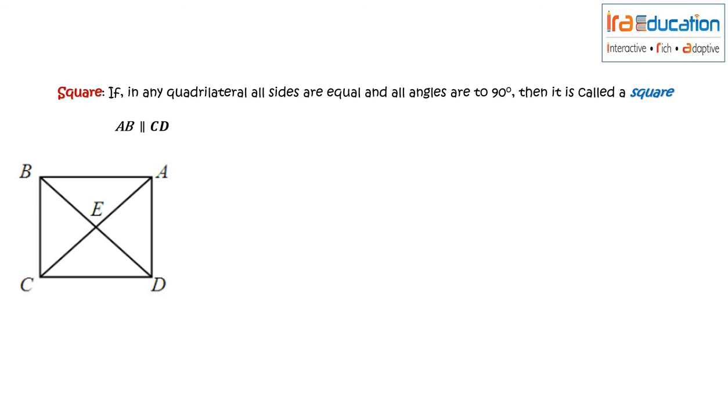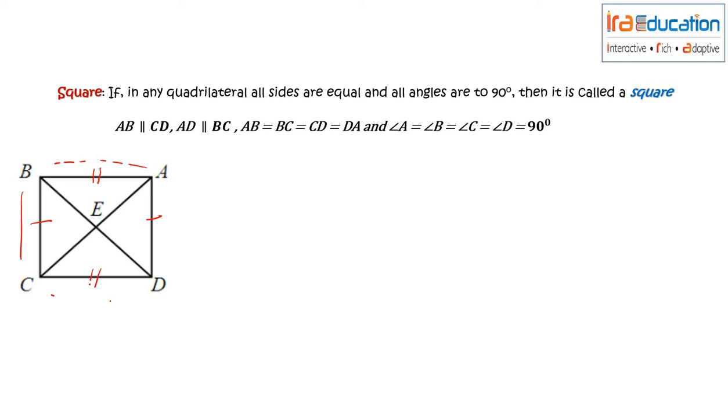In a square, AB is parallel to CD, AD is parallel to BC, and all sides are equal, that is AB is equal to BC is equal to CD is equal to DA, and each interior angle is equal to 90 degrees, which we represent in this form.